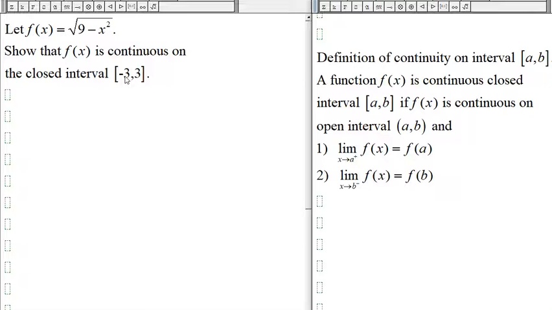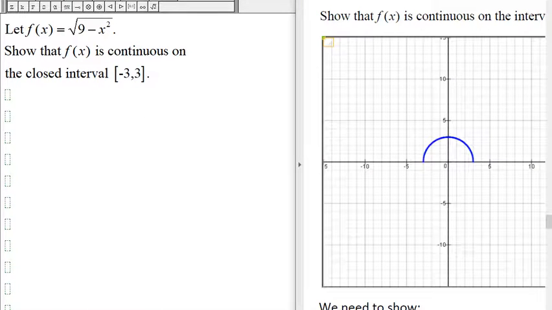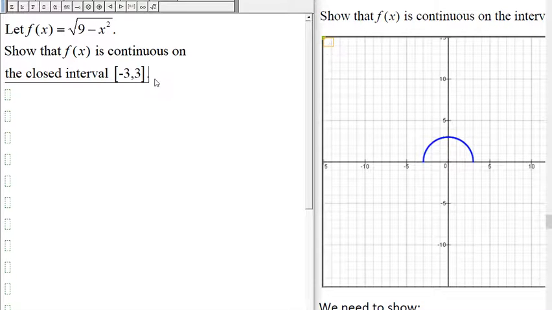So in this case, a is negative 3 and b is 3. And we want to show that this function right here is continuous on the closed interval [a, b]. So let's look at the graph. We look at the graph between negative 3 and 3. There are no gaps, no holes anywhere in here. So we can see that the function is continuous on the open interval.